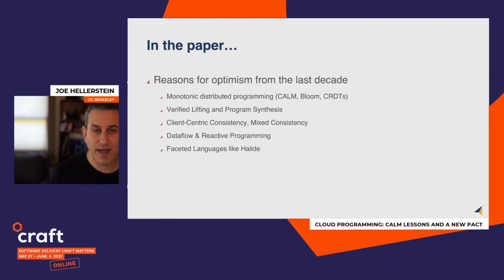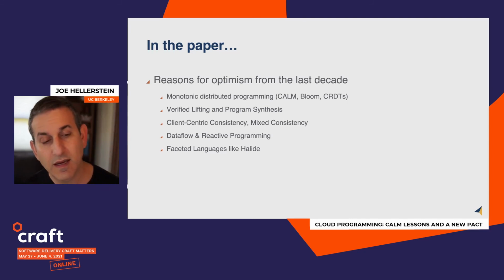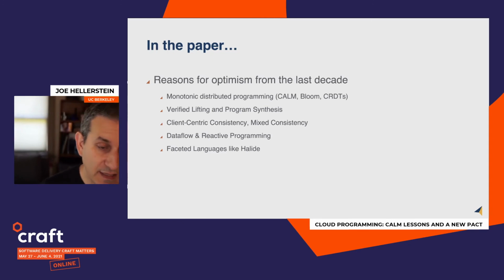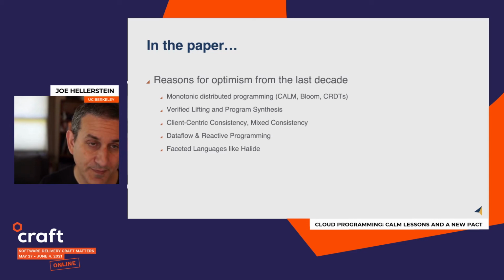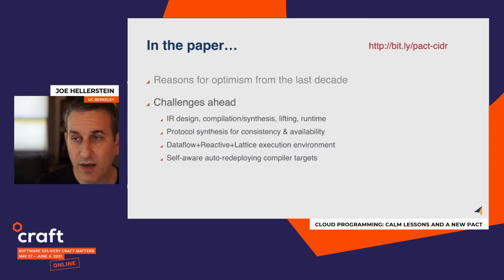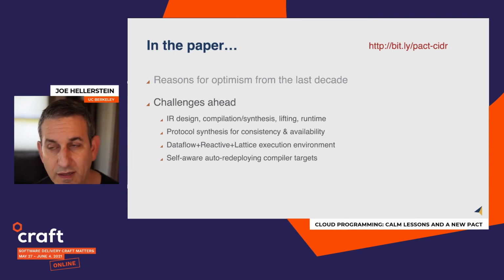So in the paper that we wrote about this at the CIDR conference this year, we talk about why we believe we can do this now. So we go over the literature and the results from the last decade on things like monotonic distributed programming, on things like verified lifting and program synthesis. There's been new results from some of my colleagues on mixed consistency and client-centric consistency, data flow and reactive programming, and why we believe that that's going to be a good runtime. And then the success of faceted languages like Halide that have been used in the verified lifting context to write really high performance code for GPUs. So the paper's here, and you can go fetch it and read about it. This is from the CIDR conference earlier this year.